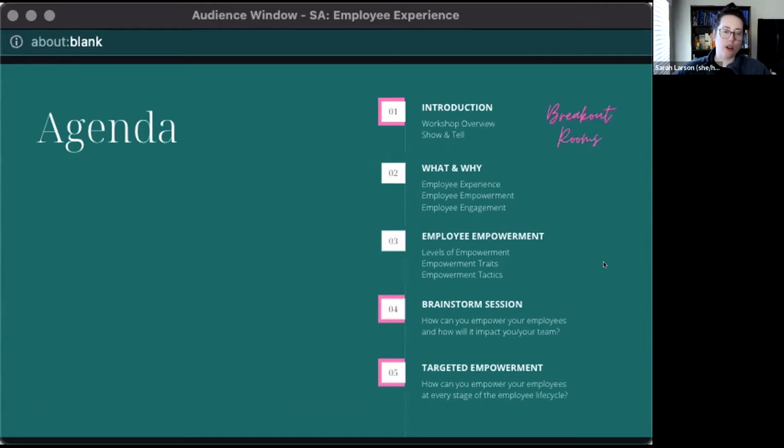And then we'll do a deeper dive on employee empowerment. So levels of empowerment, traits of managers, and also some empowerment tactics that you can use when you go back to your teams. Then we'll go into a brainstorm session where you'll be placed back into your groups to talk about how you can empower your employees and how that'll impact you and your team. We'll come back, I'll do a deeper dive on specific target areas within the employee journey. And then we'll talk about targeted empowerment. With that, I'll send you to another breakout room with the same group of people where you will utilize what you brainstormed and the answers you got there to create a targeted empowerment plan. Does that sound good?